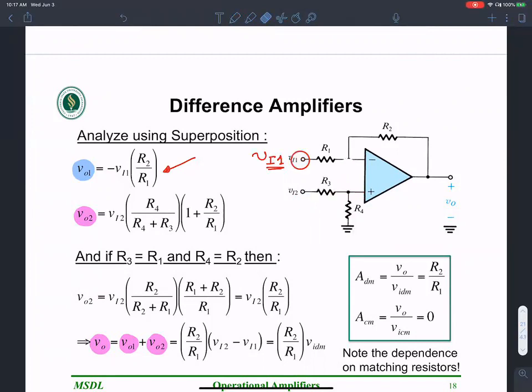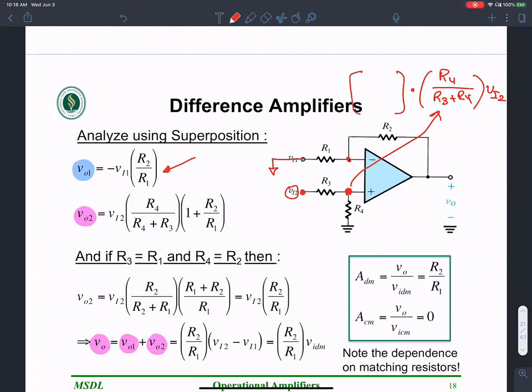Now let's do the other thing. Let's tie this guy to ground and look at the input that is coming in here, V input 2. Then what's the potential there? Well, the potential there is going to be the voltage division R4 over R3 plus R4 times V input 2, which is amplified, and shows up here as well, amplified by 1 plus R2 over R1. That is the non-inverting amplifier. So the VO2 experiences a non-inverting amplification configuration, and this experiences an inverting amplification configuration.